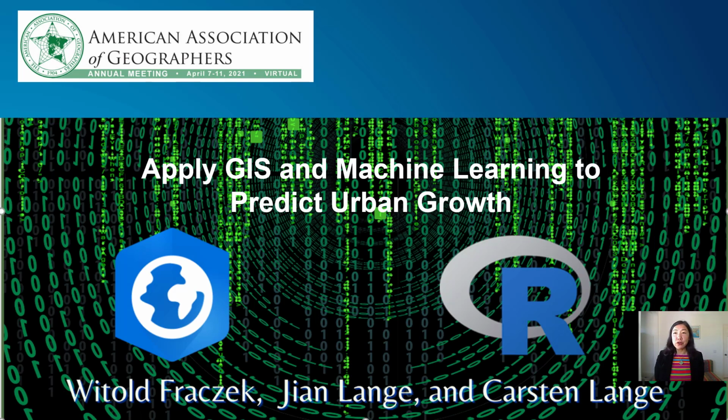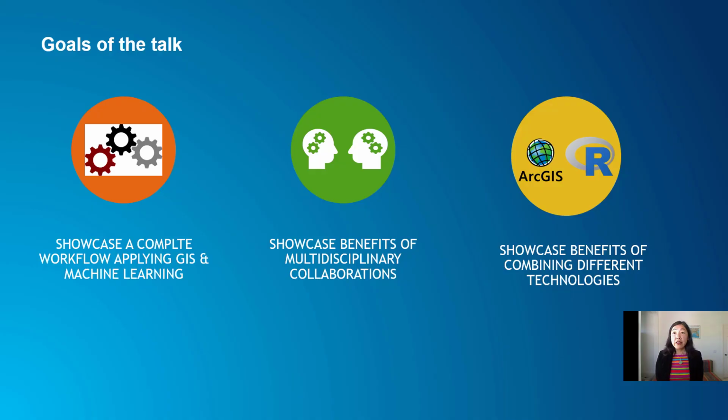Our project is to use GIS and machine learning techniques to predict urban growth in a study area in North Carolina. There are three goals that I'm trying to achieve with this talk. First, by explaining the project in a step-by-step manner, I would like to showcase a complete workflow to apply GIS and machine learning together. Since each of our team members have a different expertise and may prefer different technology, I would also like to showcase our experience with collaborations and our experience in combining different technologies.